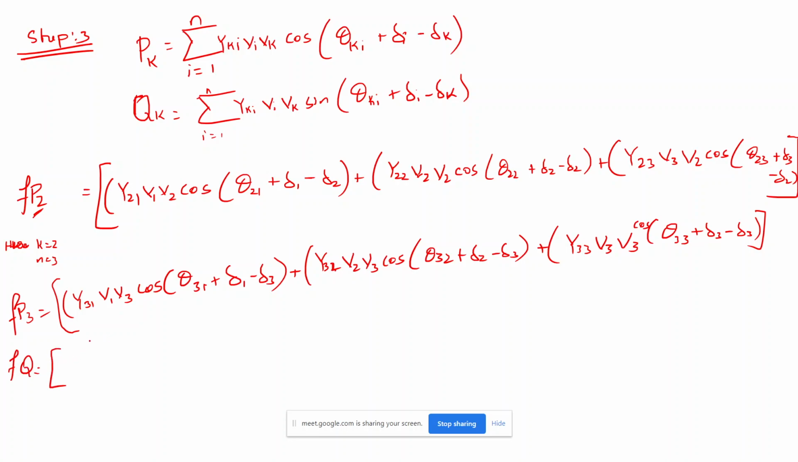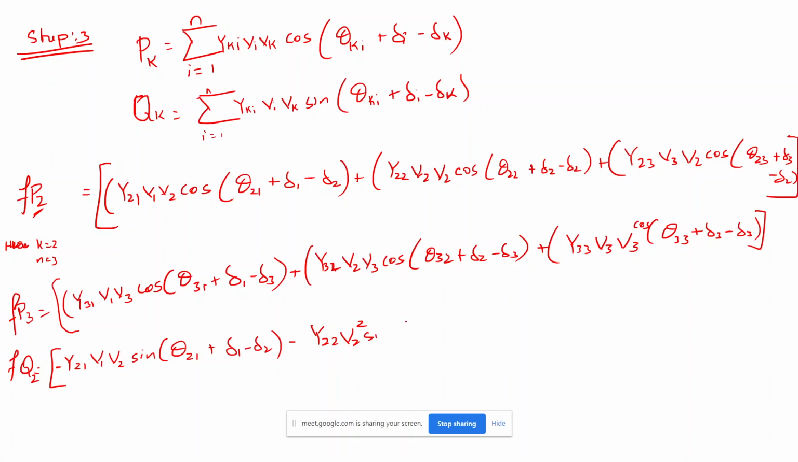And here the only thing is we need to put minus, that is one condition, and also instead of cos, we need to put sine. So minus of y, this is for Q2. So this will be y21 V1 V2 sine theta 21 plus del 1 minus del 2, minus y22 V square. We can put square here because both are same, right?